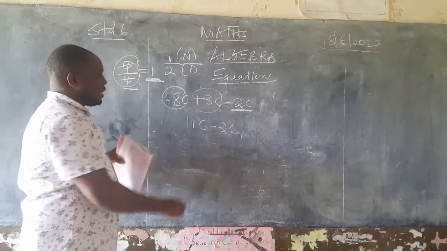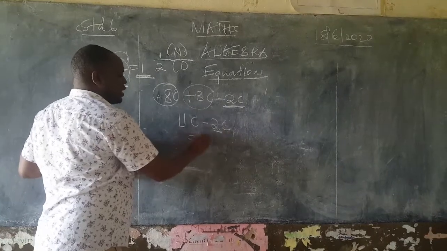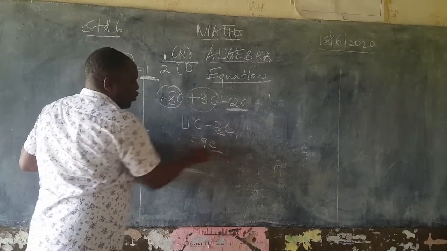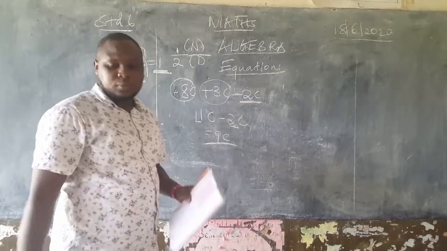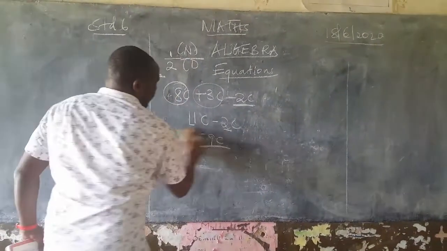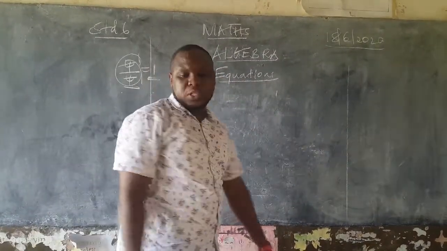So if you do that, exactly you get 11 minus 2. You take this minus this, you get 9. Then you write the unknown, 9c. So you can easily simplify that to that. So now we have known where we left. And so now we want to do equations.